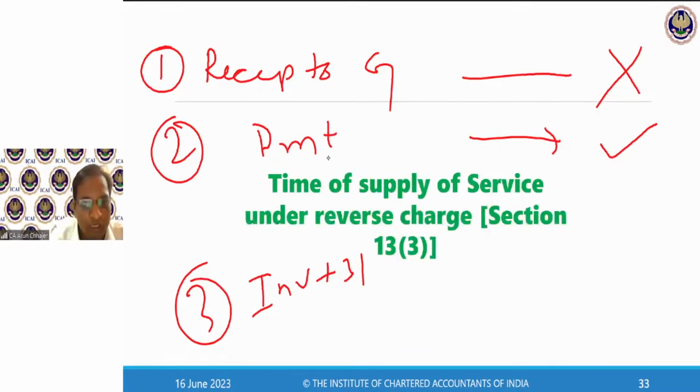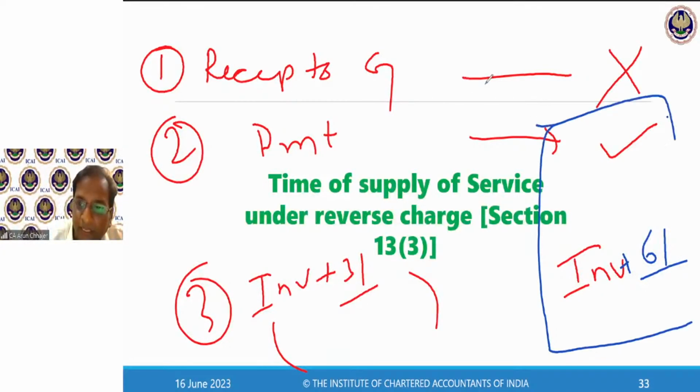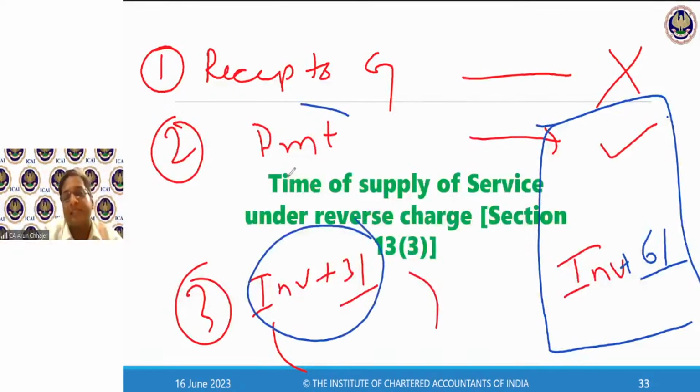So in the exam, you should not write directly 31. You should write immediately following after 30 days. In the exam, you will use the words immediately following after 30 days from the date of invoice issued by the supplier. Simply here, please change the number of days to 61. That's it. In case of the time of supply for services under reverse charge, what is the provision? The provision is date of payment or invoice plus 61 days.